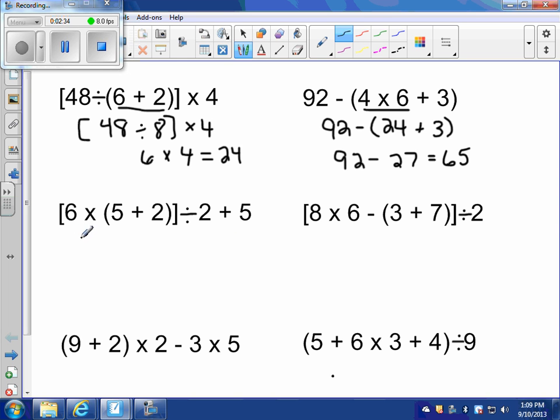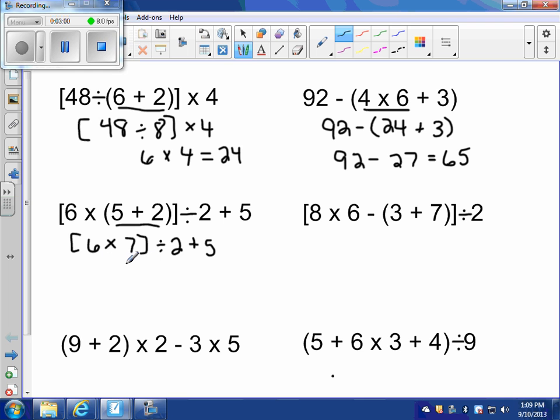Okay. So we're going to solve the brackets first, and within the brackets we've got a set of parentheses, so that has to be the first step in solving our problem. So I'm going to bring this down. So here I have 6 times 5 plus 2 is 7, and I'm going to keep my brackets. Divided by 2 plus 5.